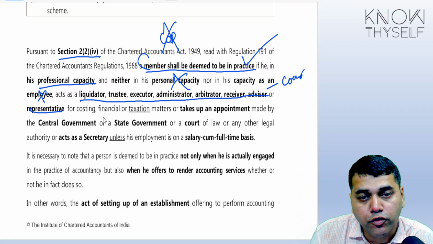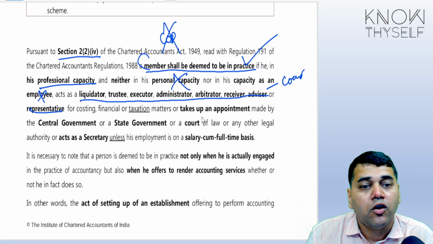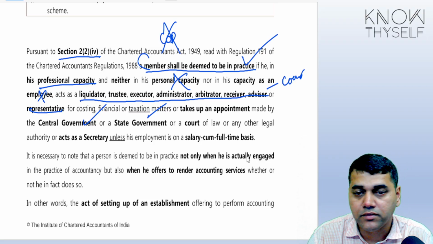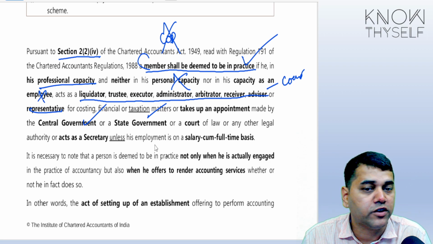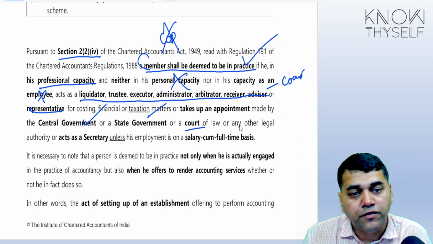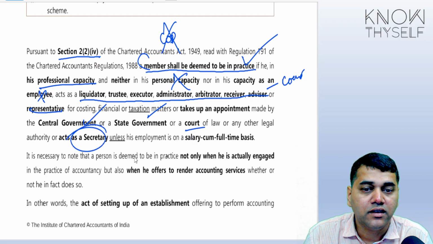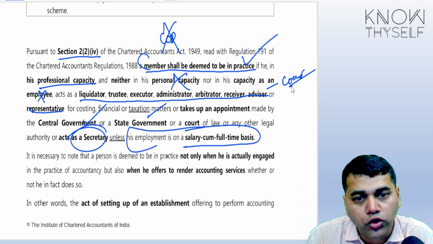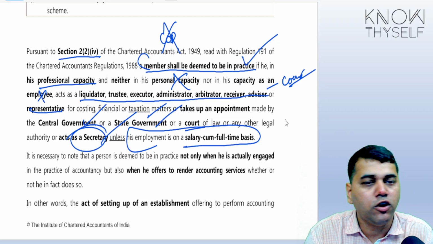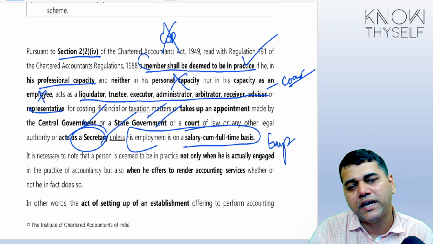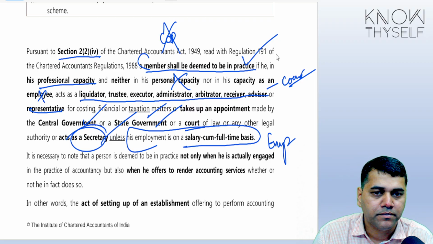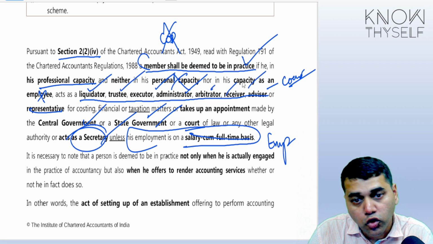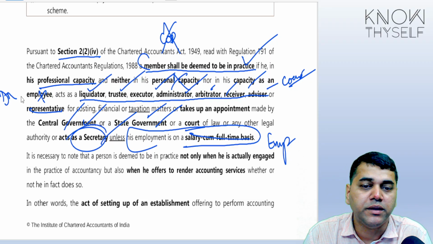Or you become a representative for costing, financial or taxation matter, or take up appointment made by the central government or state governments, because you must have written some examination. You will take their work and you become a representative for costing or taxation matter, then also you will be deemed to be in practice. Act as a secretary unless your employment is on a full-salary, full-time basis. So if your employment is salaried on a full-time basis by court, by government or secretary, whoever, then you are not deemed to be in practice because you are an employee. As an employee, you can take up any work. Only thing you cannot sign. But if you are not a full-time employee, then if you have taken any of these tasks based on the court order or on a temporary basis by the government, you will be deemed to be in practice.